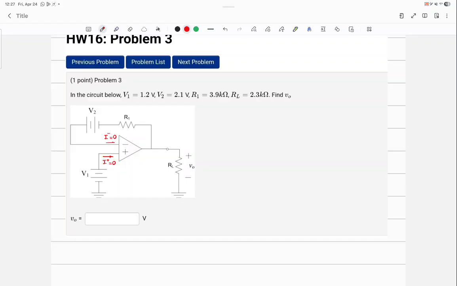Next rule. V positive is V1, which is 1.2. So, V negative is the same amount, right? V positive and V negative should be equal. V negative is 1.2, V positive is 1.2, okay?